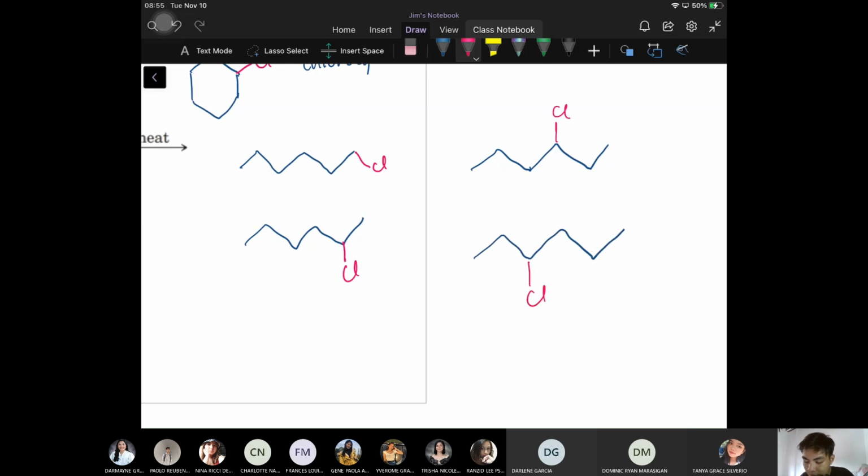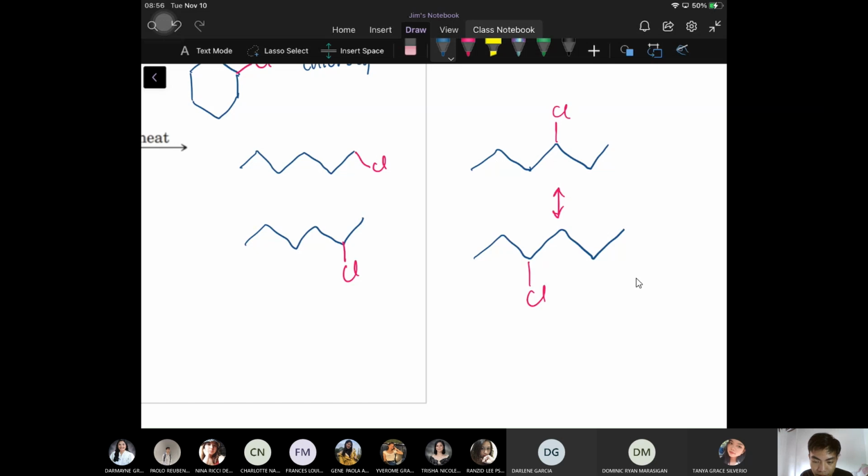Pwede kaya, yan. Actually, these two are the same. Okay? Bakit? Naming. Pangalanan mo siya. Parehas lang ang pangalan yan. Okay? So, basta ganun. Gawin mo as much as possible. I-draw mo yung pwedeng palitan na atoms. Tapos check mo kung baka parehas lang sila na magiging name. Okay? So, ito yung tatlong possible structures. Ito, pati ito. Okay? So, pangalanan natin yan.